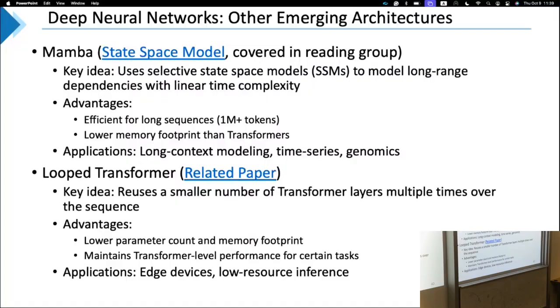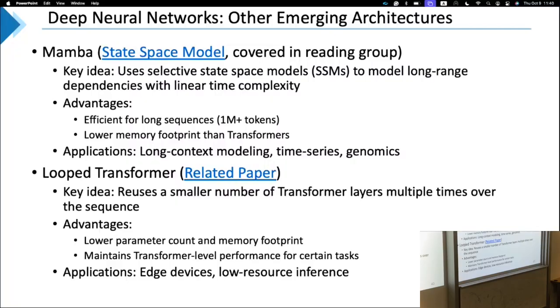So here I put the paper. If we have time in one of our reading group, I will introduce it later. So the key idea is, in transformer, we basically stack multiple layers together, right? Let's say we have 24 layers for, let's say, a 7 billion model. And the idea of this loop transformer is they just keep one layer, and they iteratively process this one layer again to generate different tokens.